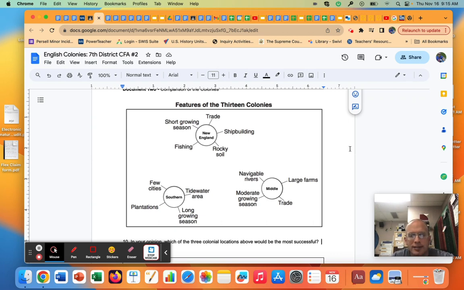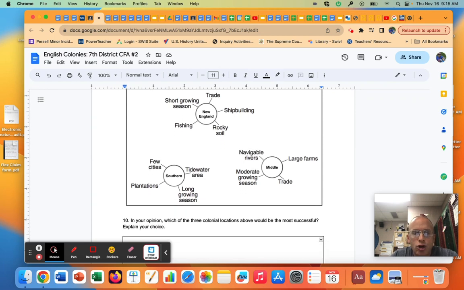Oh, actually, I think it's the second to last one. Features of the 13 colonies. It says, in your opinion, which of the 3 colonial locations above would be the most successful? Explain your choice. So is it the New England colony most successful? Is it the Southern colony down here? Or is it middle colonies? Which one, in your opinion, is the most successful? Pick one and explain why.